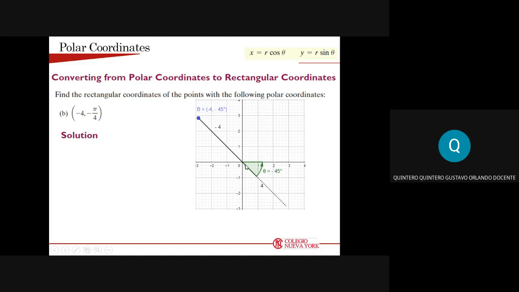Now, in here, we would have to measure 4. But we are measuring negative 4. So instead of 4, we're going to have to measure backwards, going up. 1, 2, 3, and 4. Over there is the location of the point B, negative 4, negative 45 degrees.